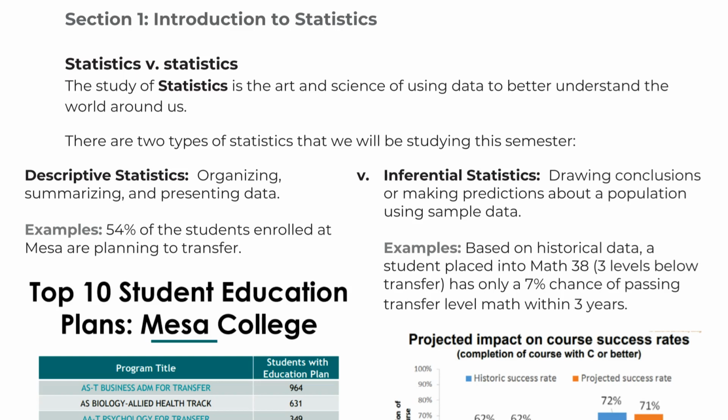So I'm going to jump into an example that we have here. I'm going to just chat about this example. Based on historical data, a student placed in Math 38, 3 levels below transfer, has only a 7% chance of passing transfer level math within 3 years. So I'm going to dive a little bit deeper into this.